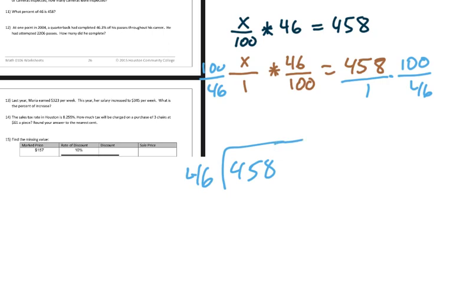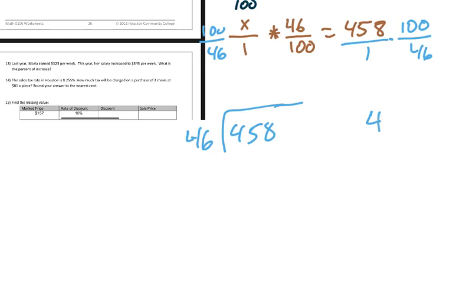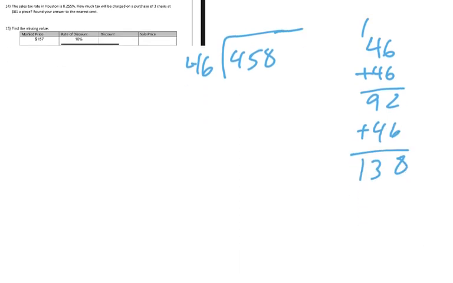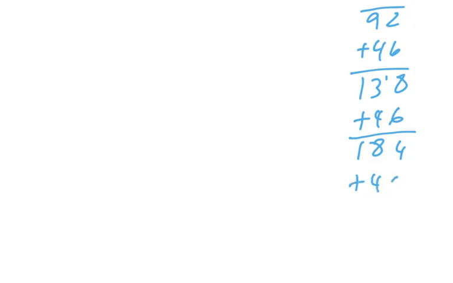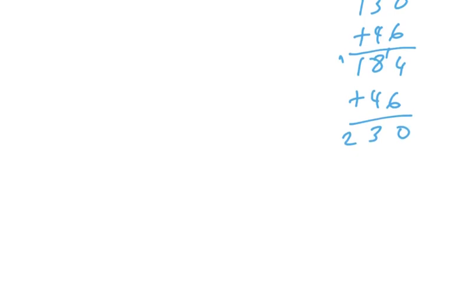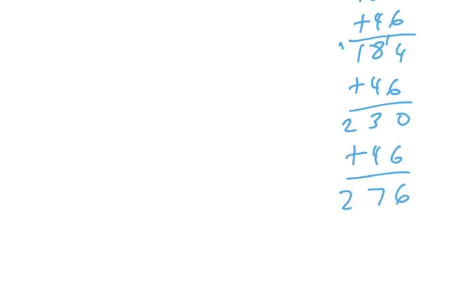So how many times does 46 go into 458? I don't know. So I'm going to go off to the side here and just keep adding 46. I've got to get to 458. So this is 10, 12, 13, 230. Add another 46. Keep adding.